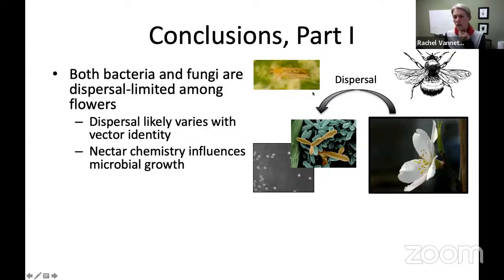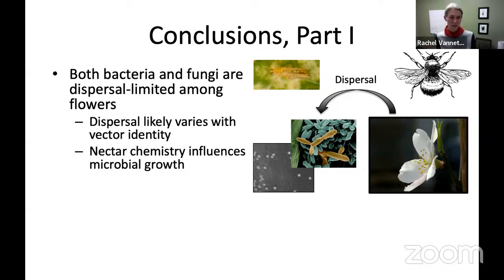Okay, so what can we conclude from these set of studies? Well, we find, I think, fairly strong evidence for the assertion that both bacteria and fungi are dispersal limited among flowers, and that dispersal likely depends on vector identity. So we think that yeasts are probably vectored by large body pollinators like bumblebees, whereas bacteria are more likely dispersed by smaller organisms like thrips or potentially other flower visiting insects.